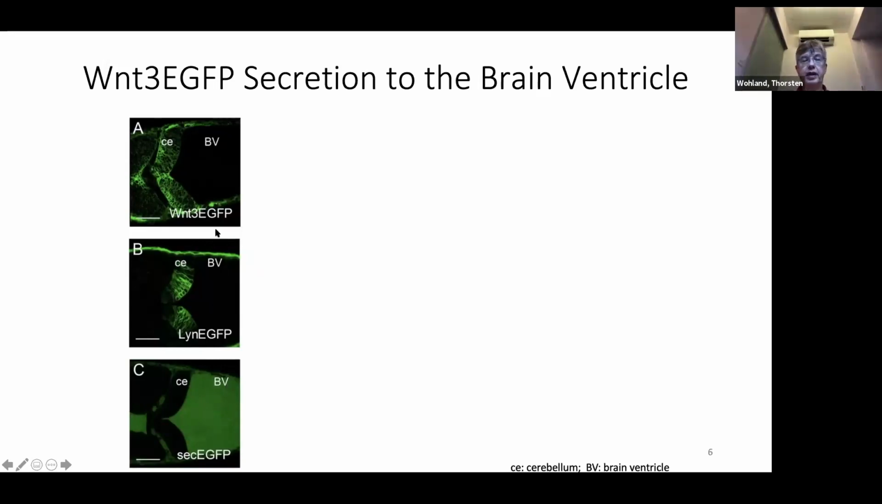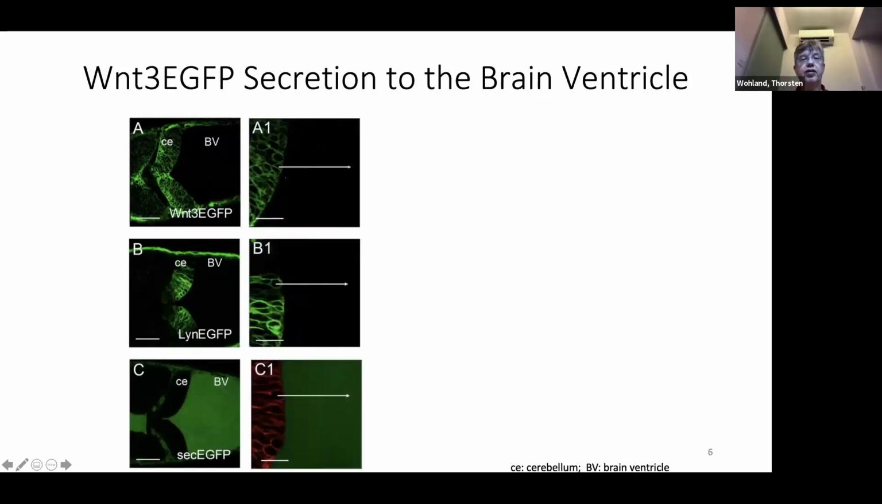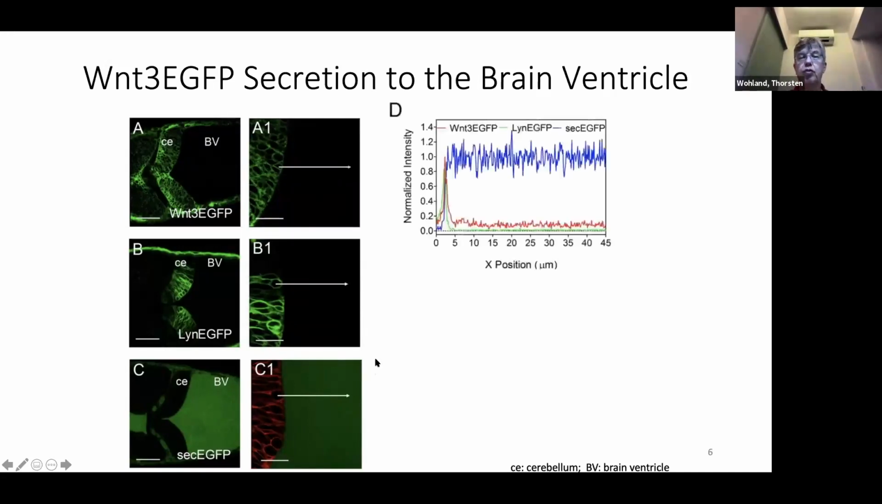So we went to these different lines, started from the cerebellum, and made a line scan, an intensity scan, in this direction. And we've done this for all three lines. On the secreted EGFP line, we have an additional red marker to show where the cell membranes are. What we find is that secreted EGFP, in blue, is very clearly found in the brain ventricle. We normalized this too.